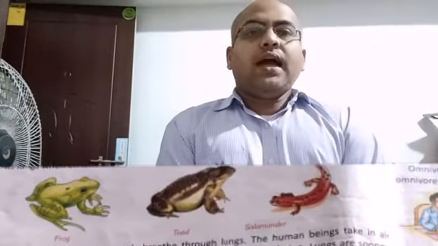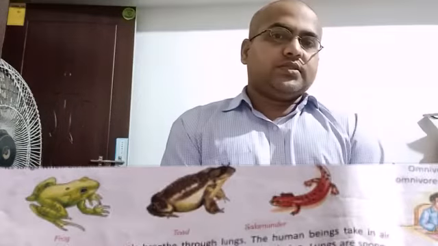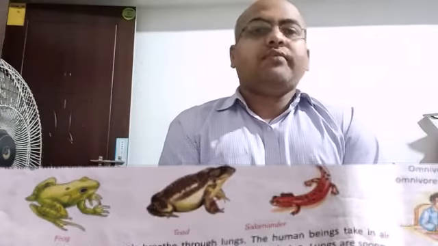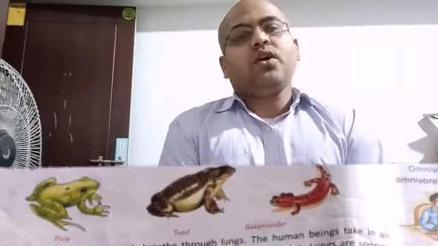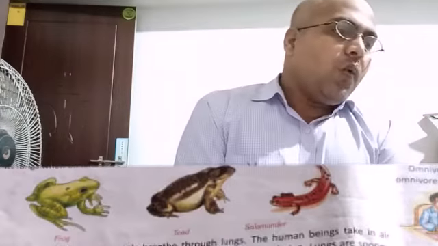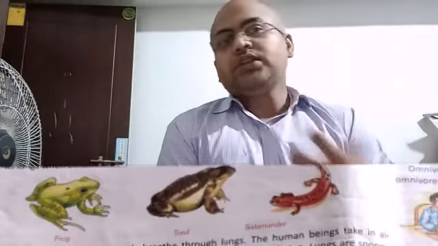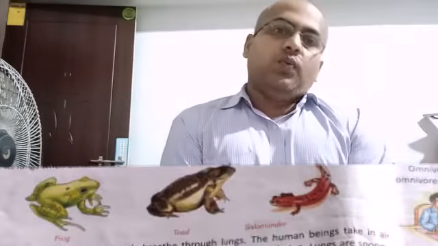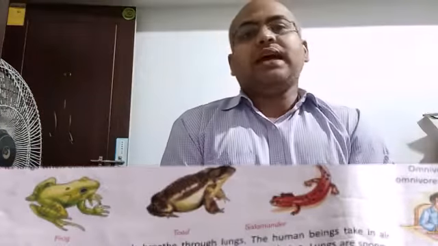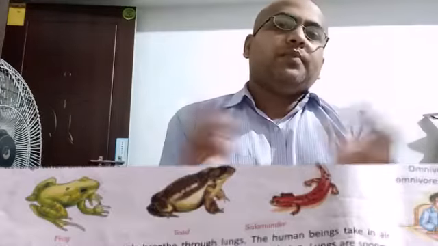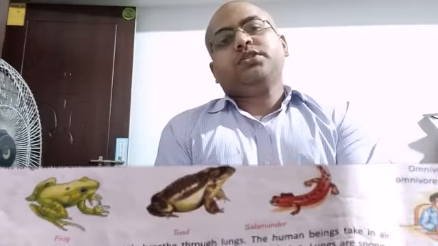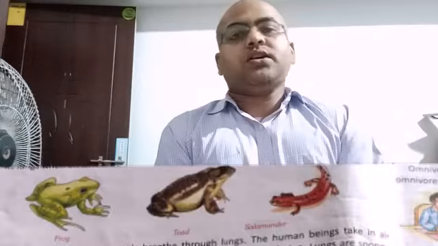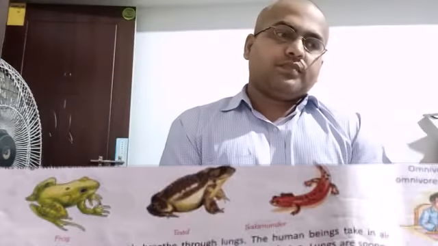Then come the aquatic animals. These aquatic animals have gills, like fish. With the help of gills, they absorb oxygen from the water and release carbon dioxide in the water. Most of the aquatic animals have gills which have a rich supply of blood vessels, and they absorb oxygen from the water and release carbon dioxide in the water.